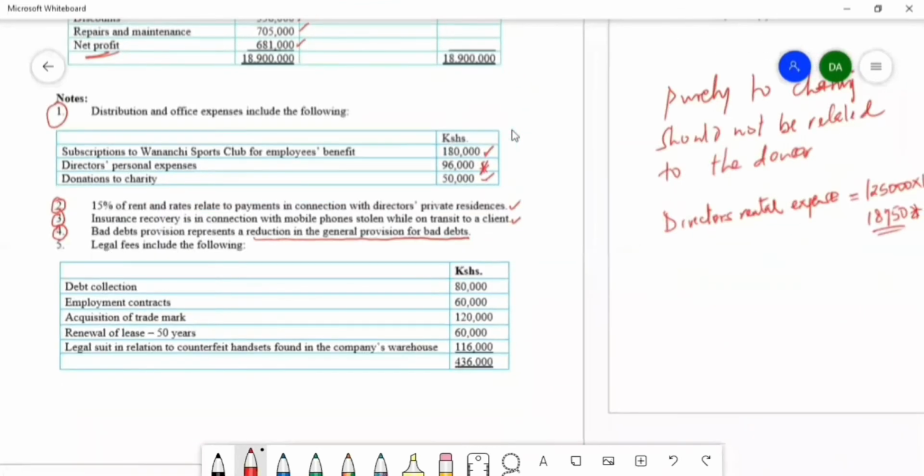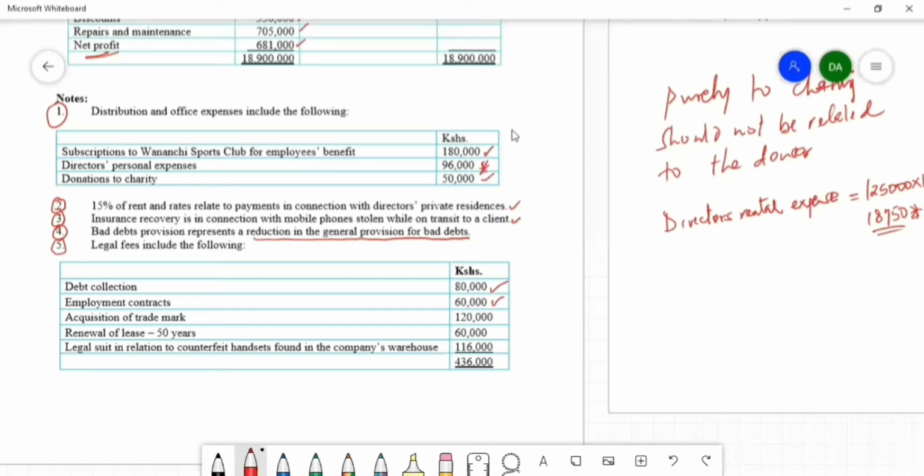The next one is number 5, which is legal fees. Include the following: debt collection expenses. Expenses related to debt collection, these are allowable expenses, being that they are used to generate taxable income. Employment contracts, these are also allowable. Legal expenses related to the employment contract, these are used to generate taxable income.